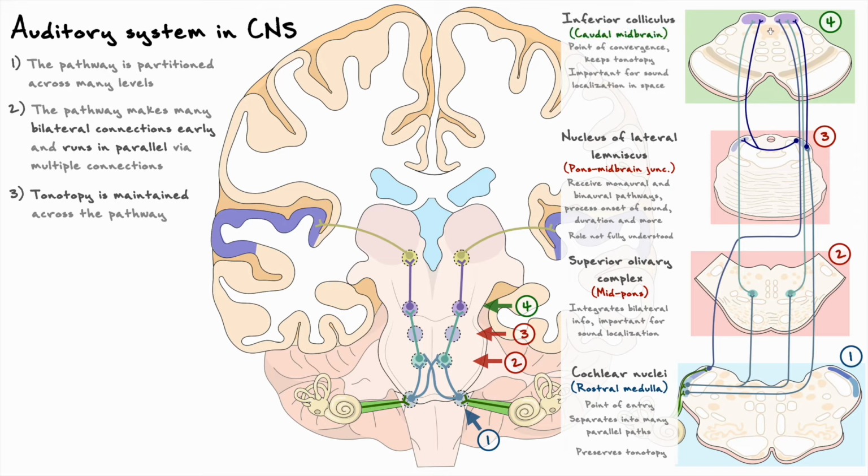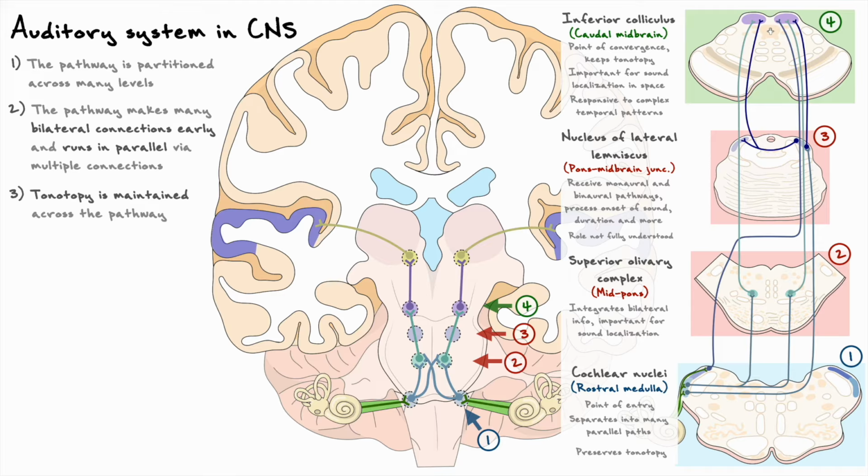This area, just like the cochlear nuclei, is known to have preserved tonotopy and is important for sound localization in space. It is also responsive to complex temporal patterns and more. After the inferior colliculus, the next level is the thalamus and then the cortex. As we get to those areas later, we'll talk more in detail about their roles and structures.